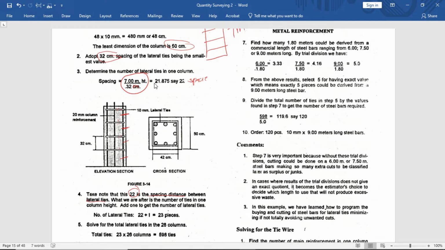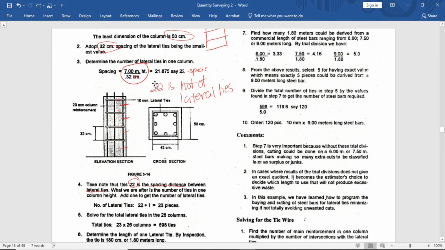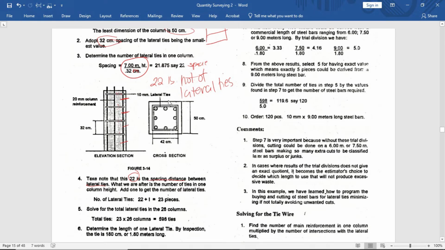Yung 22 spacing distance, hindi pa yon yung number of lateral ties. Spacing 22 is not the number of lateral ties. Spacing lang siya, spacing distance pa lang. So, what we are after is the number of ties in one column height. So, paano natin hahanapin yon? Add 1 to get the number of lateral ties.